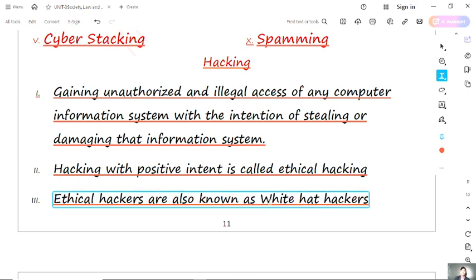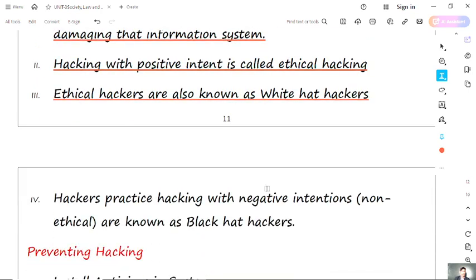If you are doing it ethically, that is known as a white hat hacker. Generally, one question comes here: which type of hacking is known as white hat hacking? The answer is ethical hacking. Now the negative hacker, the black hat hacker, practices hacking with negative intention. If you hack someone with a negative mind, that is non-ethical and is known as black hat hacking. Always remember: hacking positively is ethical hacking.